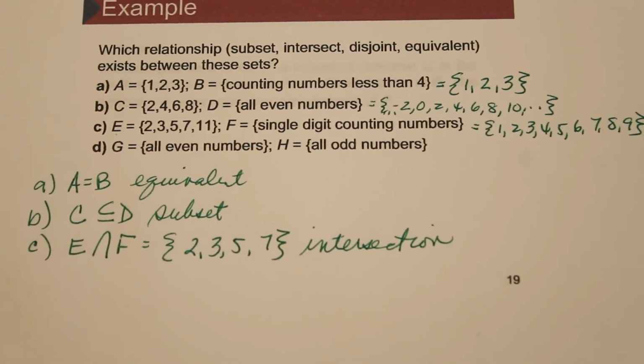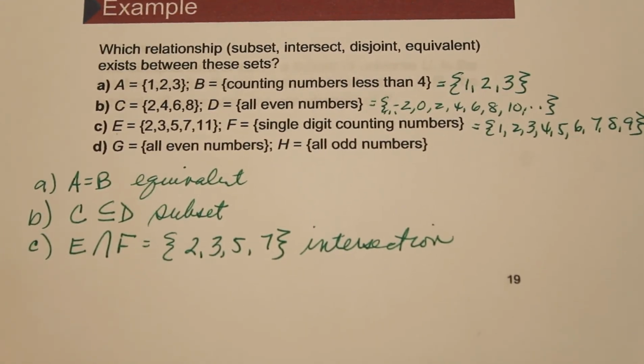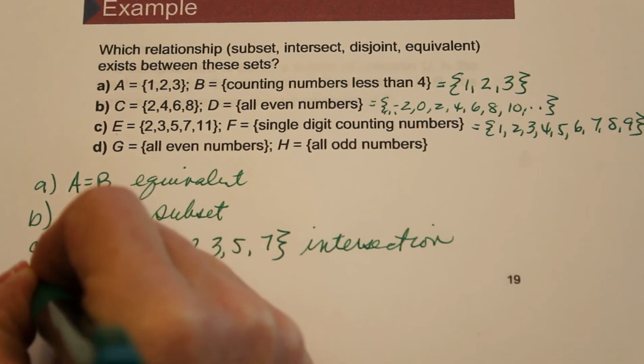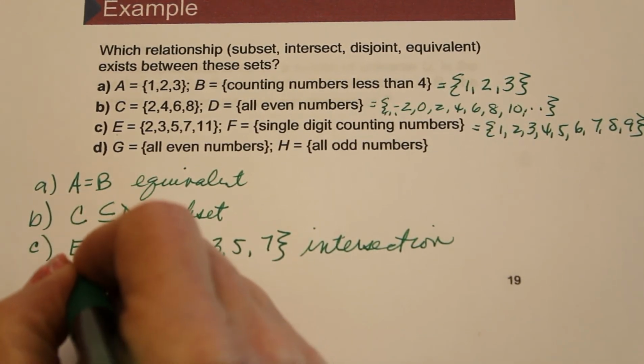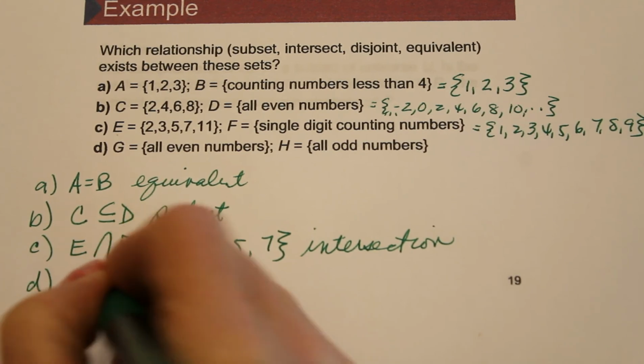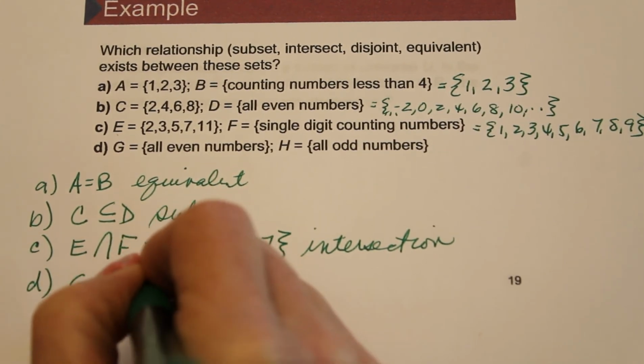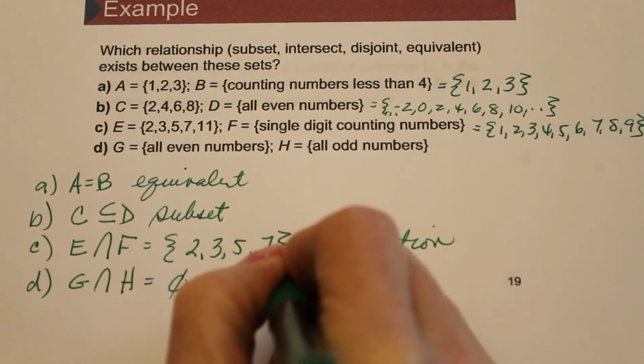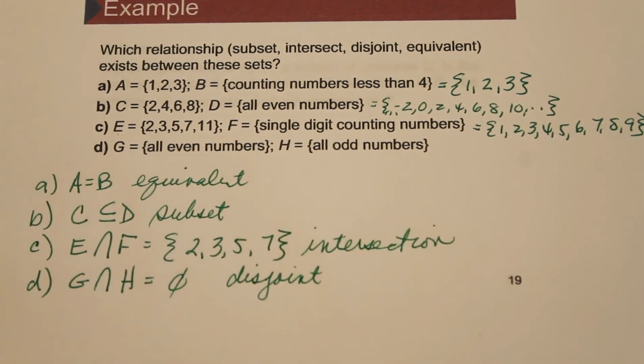And then let's look at G. All the even numbers, and set H are all the odd numbers. Well, there's absolutely no overlap. So the intersection of G and H, there is no overlap. We would say those two sets are disjoint.